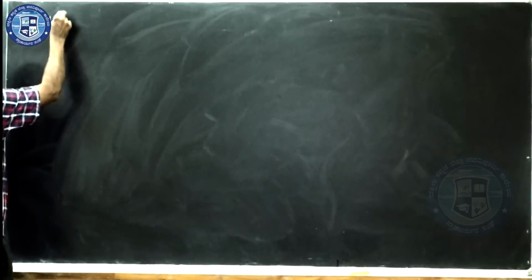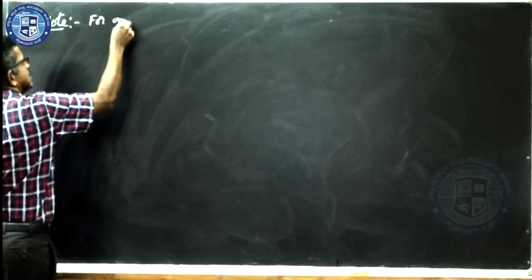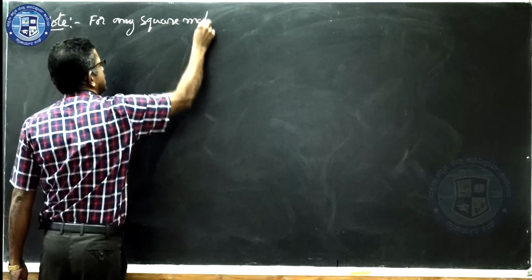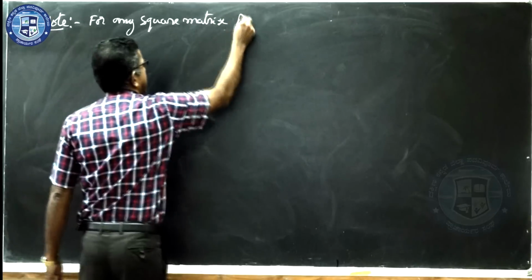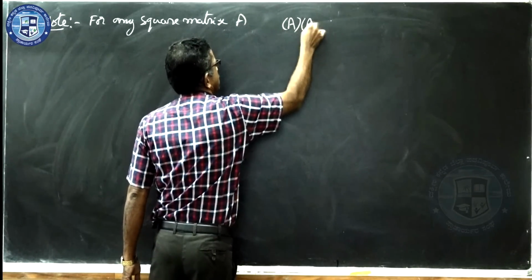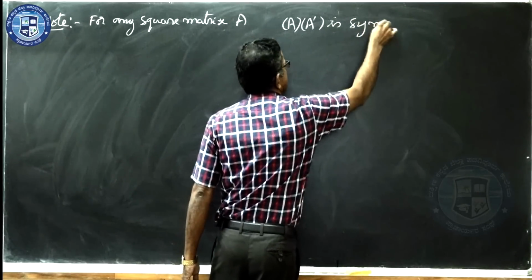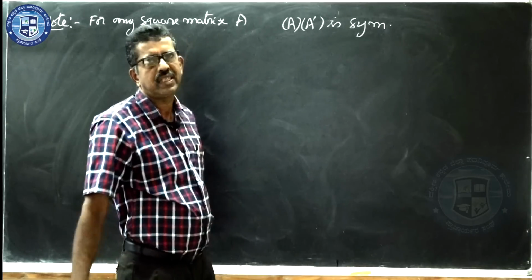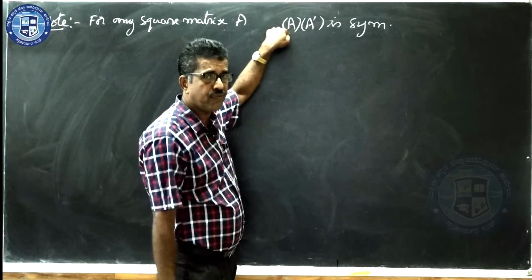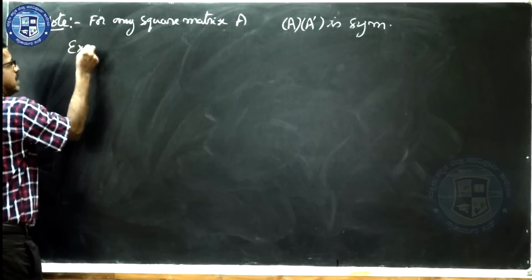I can give this as a remark or note for any square matrix. For any square matrix A, we always have A into A transpose is always symmetric. How can we prove that A into A transpose is symmetric? You can apply the condition for a symmetric matrix and prove it. But I will give a simple example here.